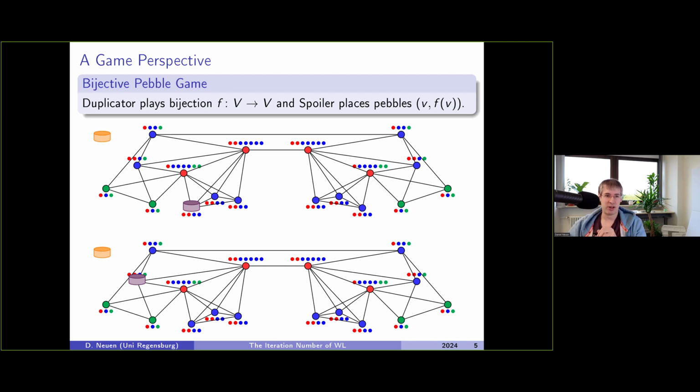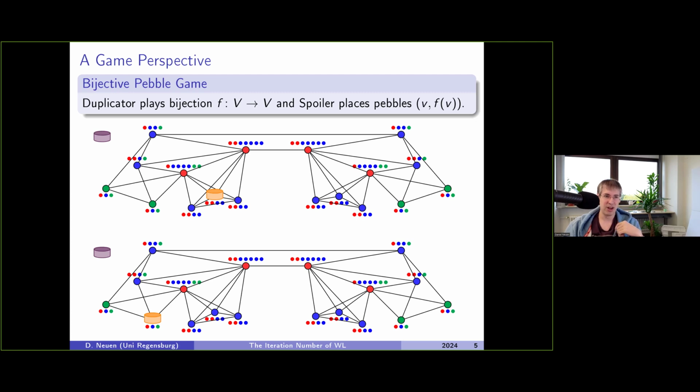Then we can observe that in the bottom graph, we have 1 green neighbor. And in the top graph, this green neighbor doesn't exist. This is now what spoiler will choose. So spoiler will choose the green vertex in the bottom graph. And we know that in the top graph, we will play to a vertex that is not green, which in particular means that they have different degrees. Okay, so now spoiler can pick up the violet pebble and again ask for a bijection.